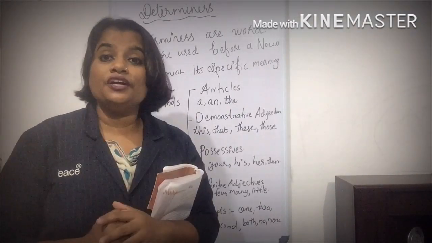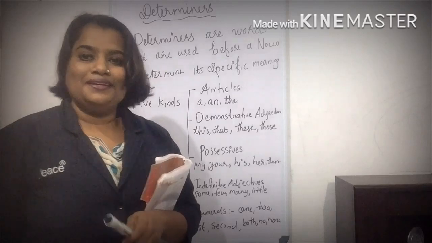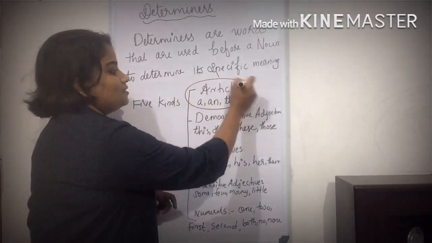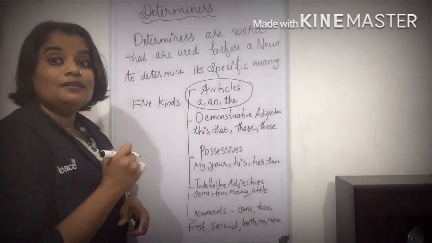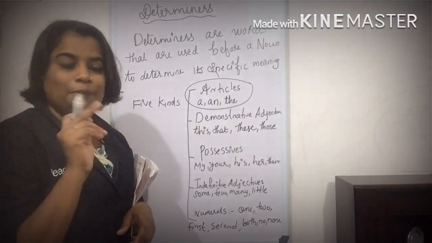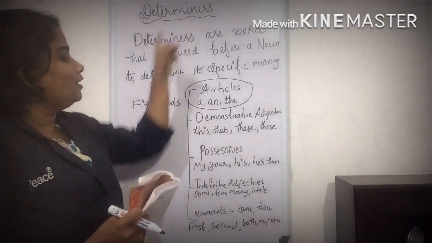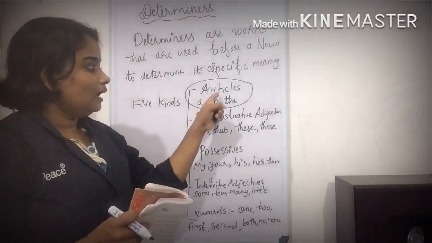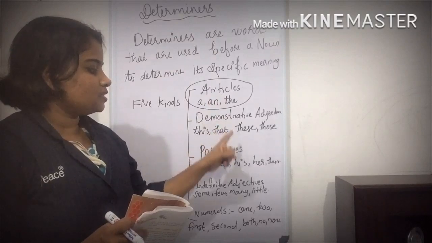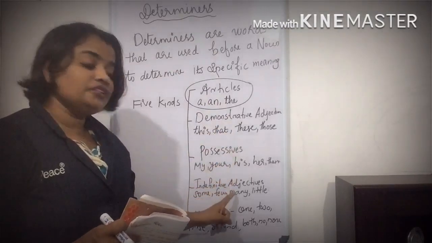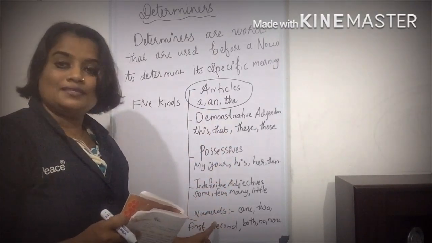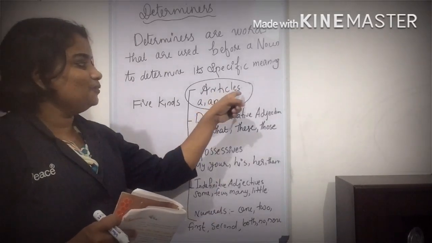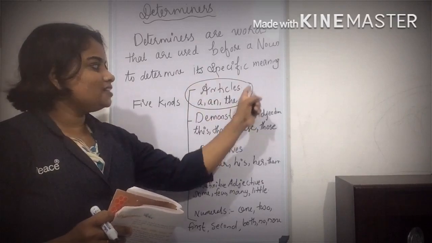So what are we going to discuss today? The first one, articles, a and the. Once again I am repeating, my dear children, there are five kinds of determiners: articles, demonstrative adjectives, possessive, indefinite adjectives, numerals. Today in this module you are going to learn about the articles.